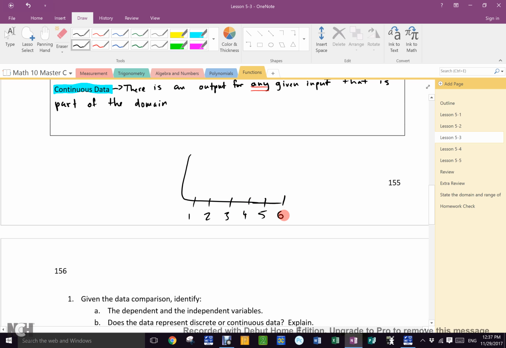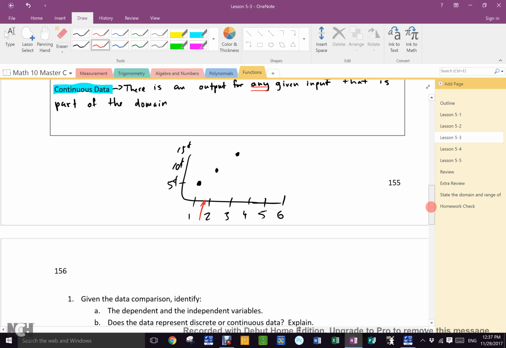If I take 1 can, what's my output? 5 cents. If I take 2 cans, what's my output? 10 cents. If I take 3 cans, what's my output? 15 cents. Everyone agree? Can I take back 1.5 cans? No. So there's no output for it. So is that discrete or continuous? Discrete. Does everybody understand? Yeah?